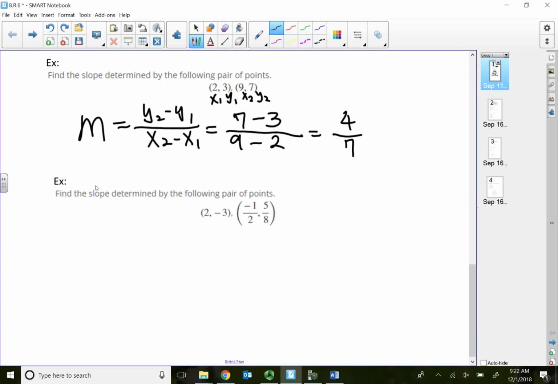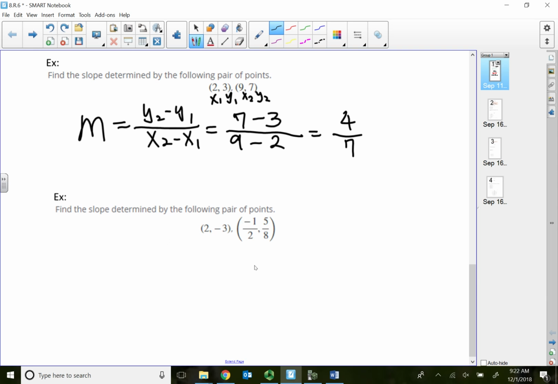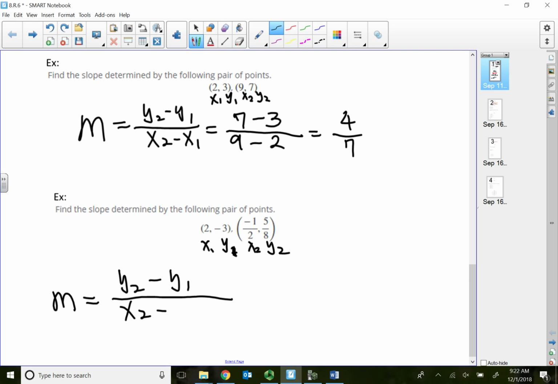All right, so let's try again. This one we're just having fractions here, but it's okay. We can put it in a calculator here. So let's call the first point x1, y1, and the second point x2 and y2. All right, let's find the distance between them. So y2 minus y1 over x2 minus x1.